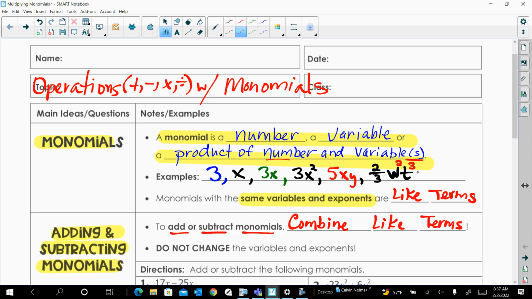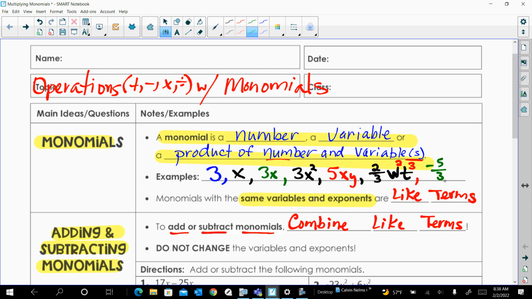A monomial is a number and a variable, a product of a number and variable. So that variable could have an exponent. I could just have the number, let's say, maybe a negative 5/3. Okay, that is still a monomial. It's just the one number, 5/3.